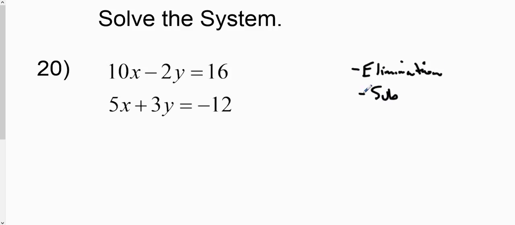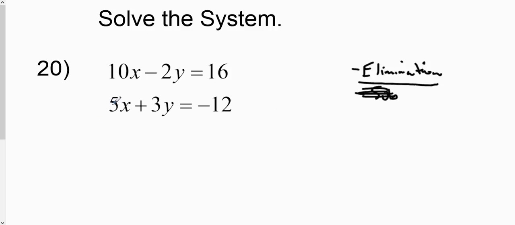Well, first off, we're going to peruse this. What we have is 10x minus 2y equals 16, and 5x plus 3y equals negative 12. None of these values are singletons, so all of them have variables. So I guess probably substitution is not the best. What we're going to do instead is use what is called elimination.